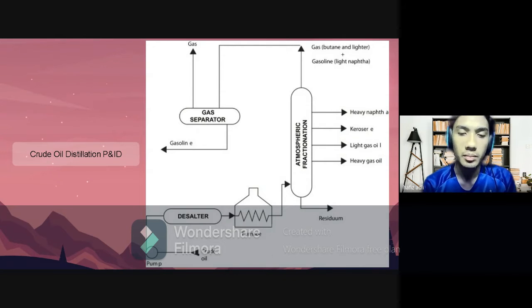For the P&ID, the crude oil passes through a pump and is then desalted. After the crude oil is desalted, it goes through a furnace and then to the distillation column. Through the distillation column, it is divided into residuum, heavy gas oil, light gas oil, kerosene, and heavy naphtha, and it also produces gas such as butane and lighter, or gasoline. The gas goes through the gas separator, which separates the gas and gasoline.